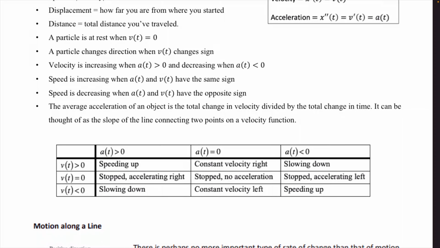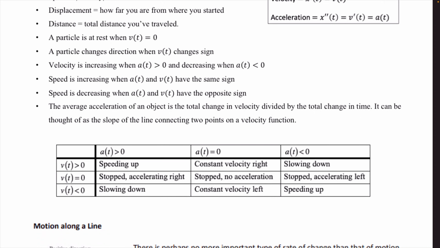Average acceleration of an object is the total change in velocity divided by the total change in time. It's kind of like average rate of change, but for acceleration. It can be thought of as the slope of the line connecting 2 points on a velocity function, because it's the derivative of the derivative, the second derivative. They're going to ask you questions about when velocity is positive, when velocity is negative, or when velocity is positive and acceleration negative. This is kind of a cheat sheet of what it means.